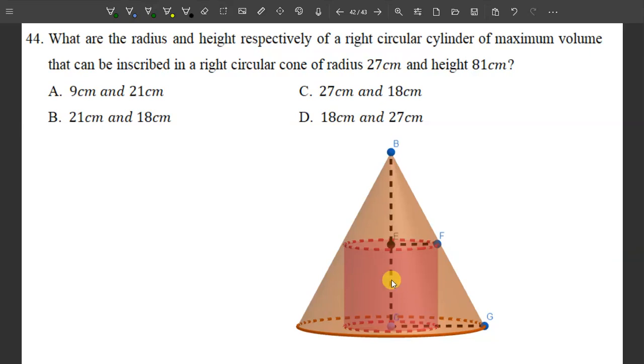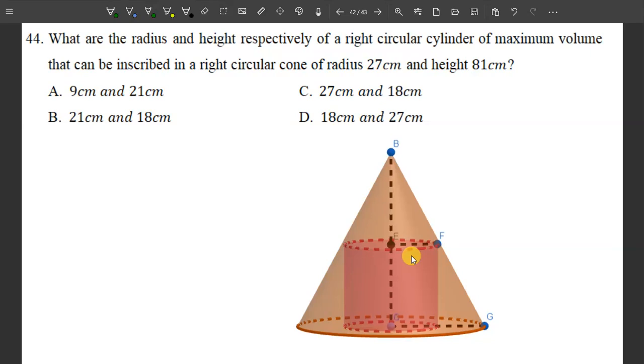Now the question says, for this cylinder to have a maximum volume when inscribed in a cone with these dimensions, what are the radius and the height of this cylinder that must be inscribed in the cone? That is what the question says.